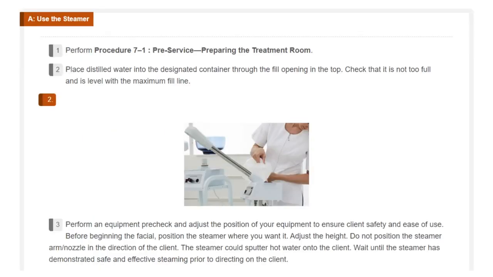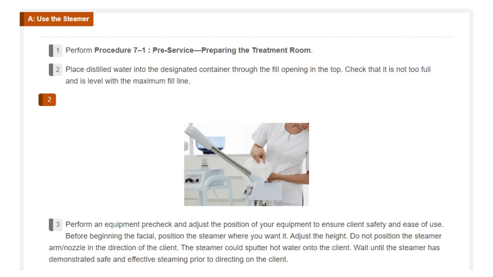A. Use the steamer. 1. Perform procedure 7-1, pre-service, preparing the treatment room. 2. Place distilled water into the designated container through the fill opening in the top. Check that it is not too full and is level with the maximum fill line. 3. Perform an equipment pre-check and adjust the position of your equipment to ensure client safety and ease of use.